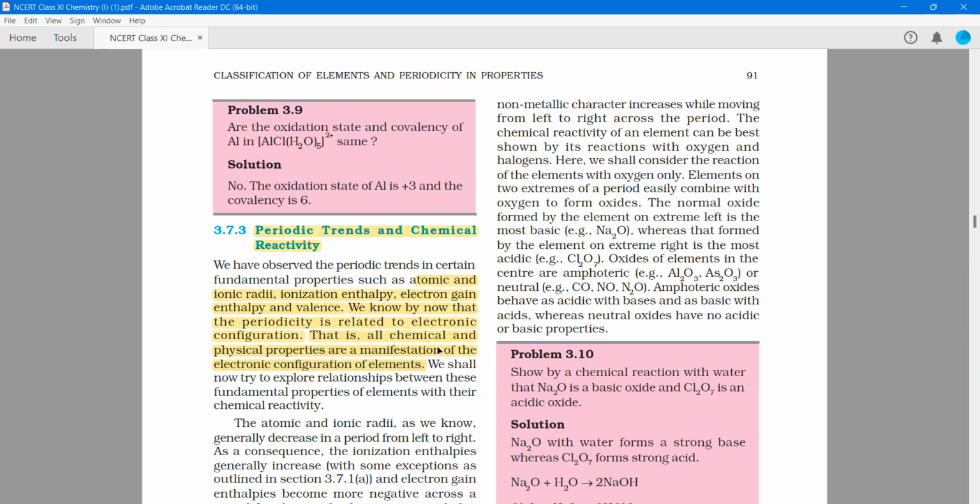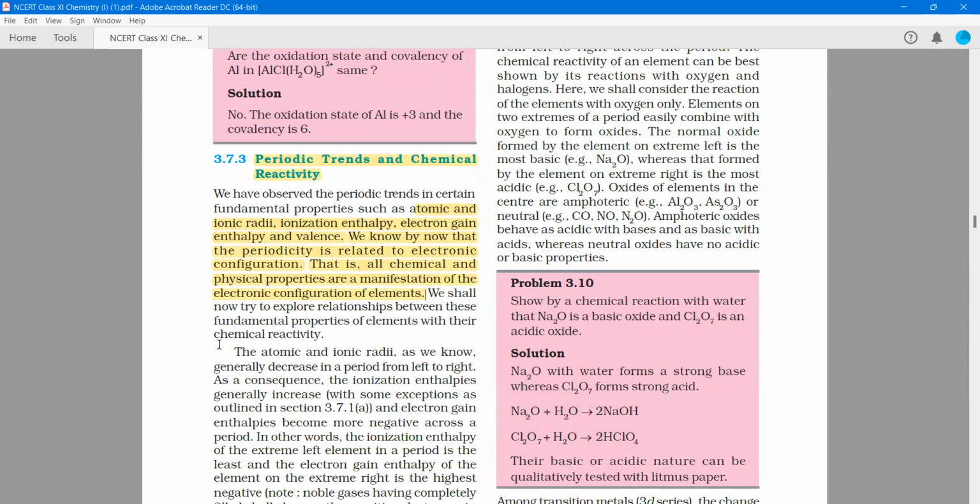So it is very, very important to learn the electronic configuration. And by classifying the periodic table, it is very easy for anyone to tell especially the valence shell electronic configuration of that particular element. So we shall now try to explore the relationship between these fundamental properties of elements and their chemical reactivity. So the atomic and ionic radii, as we know, generally decrease in a period from left to right.